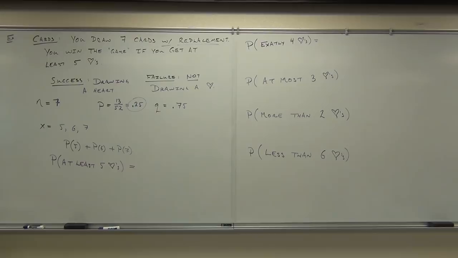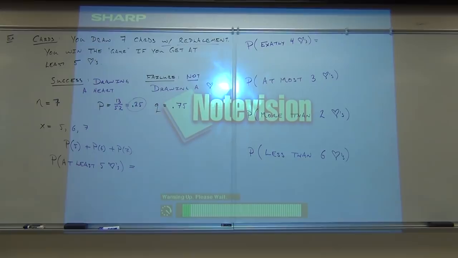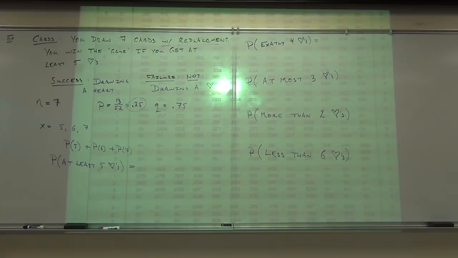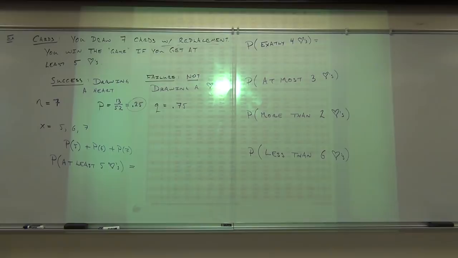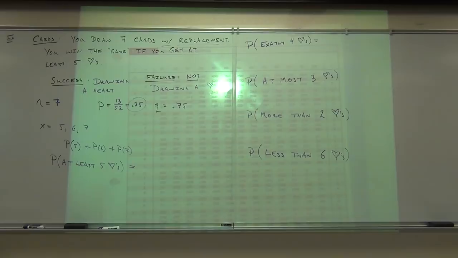So let's look at the probability of finding at least 5 hearts. You have to memorize those, by the way, or have these written down, because we're going to do this on the board, the white screen. Actually, can you see it when it comes up? Probably not. Zoom in here for you.